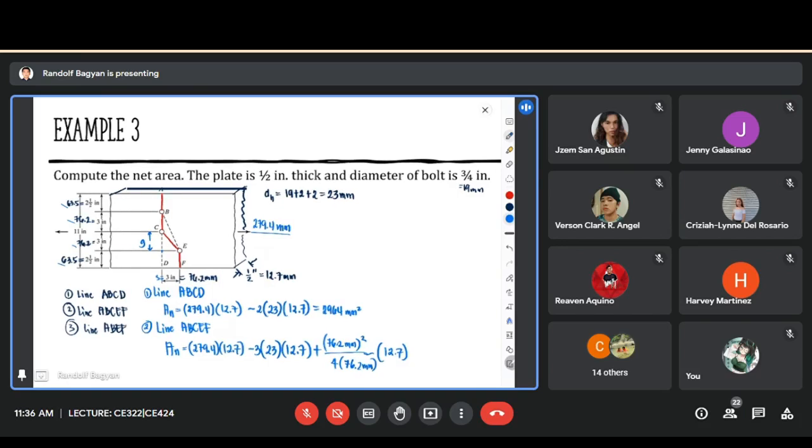So, that's line A, B, C, E, F. And please compute the net area. So basically, ganito lang yan. The net area is equal to the gross area minus area of the holes, okay, plus, kung ilan mang stagger yan, S squared all over 4G multiplied by the thickness ng ating plate or kung ano mang material yan. Please compute the net area.